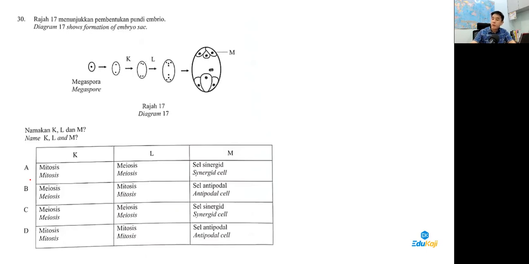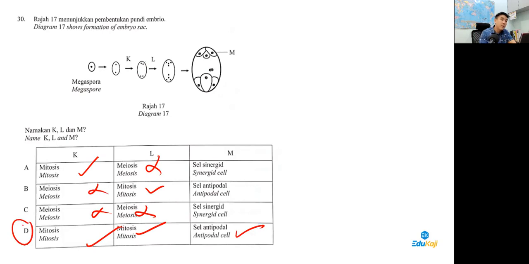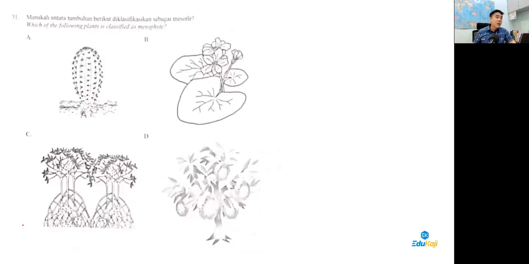Okay, guys, formation of embryo sac. So 3 times mitosis. So mitosis. So you should get donkey straight lah. Then these are antipodal cells. Okay, 30 donkey. 30 donkey and 31 from chapter 7. 31 is from chapter 7. Mesophyte meaning those normal land plants. Normal land plants. Answer is donkey. Okay, this is a normal tree. Fruit tree. I think fruit tree, but don't know what fruit.